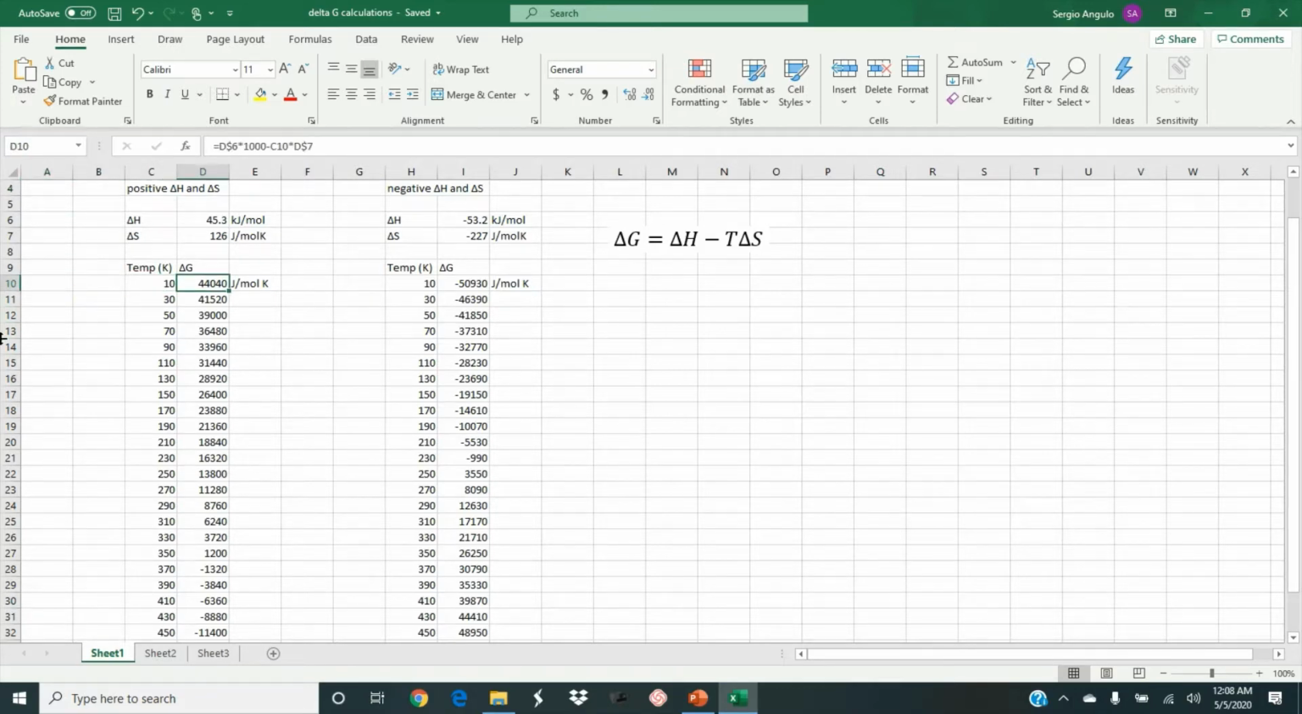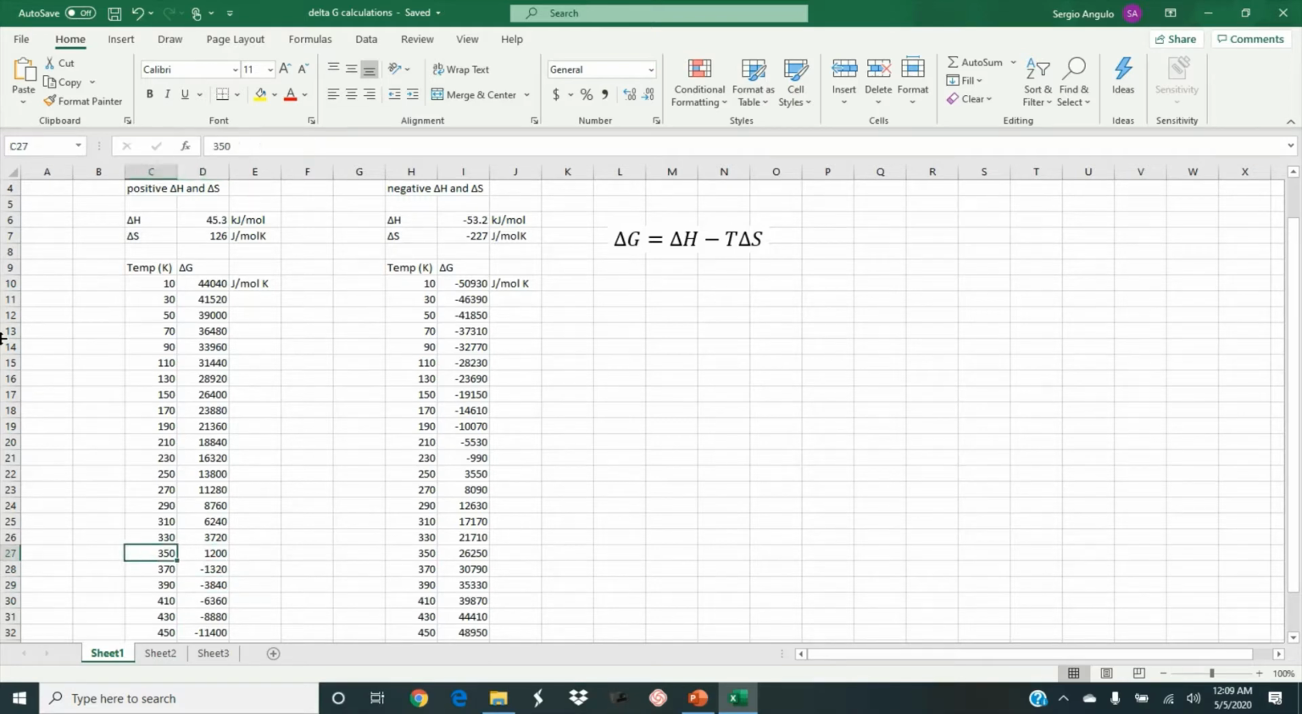So what I have here is at 10 Kelvin, using these numbers for delta H and delta S, I plug them in and I multiply this delta S by 10, and I get 44,040 joules per mole. And watch what happens as the temperature increases. My delta G gets smaller and smaller, because as the temperature is increasing, I'm subtracting a bigger number. Delta H doesn't change, but the number I'm subtracting from delta H is getting bigger because the temperature is getting bigger. So eventually, at about 370 degrees, we go into a negative delta G.